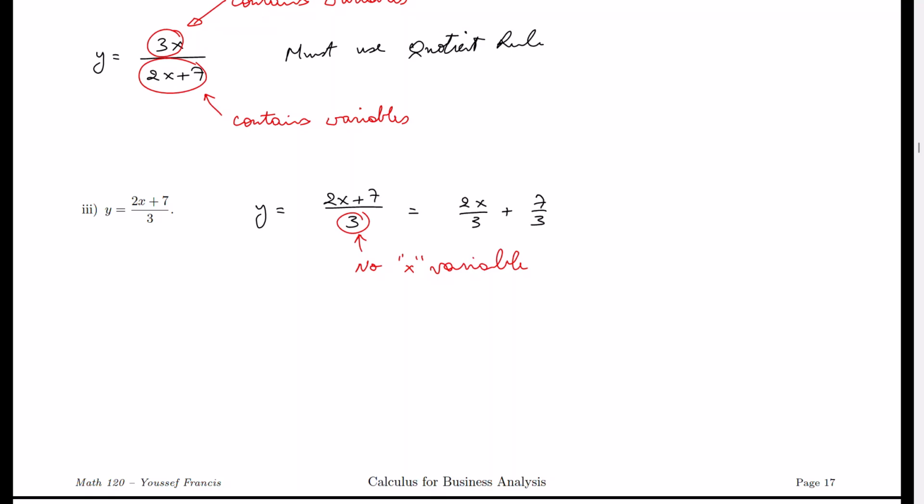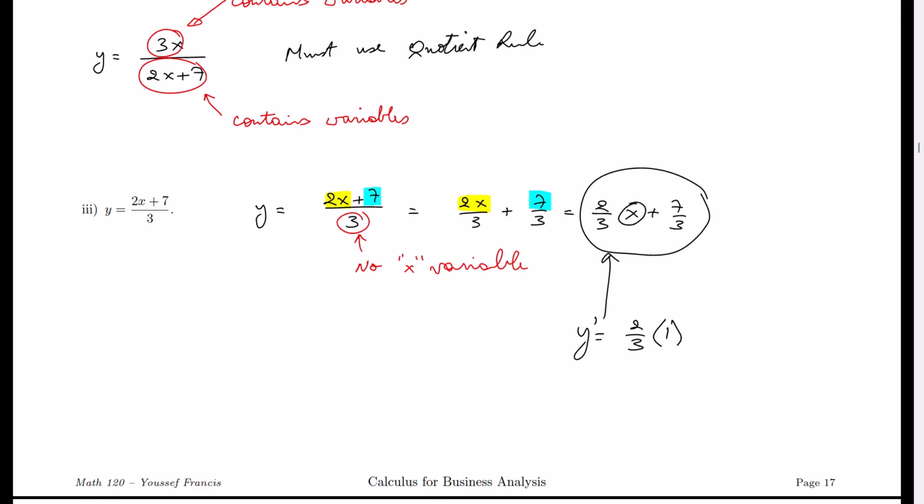I can give each term in the numerator its own denominator. So the 2x gets its own denominator, the 7 gets its own denominator. They both will have denominator 3. And in reality, I can write it like this: 2/3 x plus 7/3. And now you can completely see that this problem requires just a simple derivative rule, and the derivative will be y prime equal to 2/3, because the derivative of x is 1, and so 2/3 times 1 is just 2/3, and the derivative of 7/3 is just 0, and we don't even need to write it down.